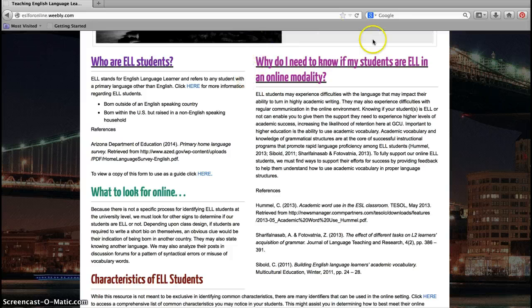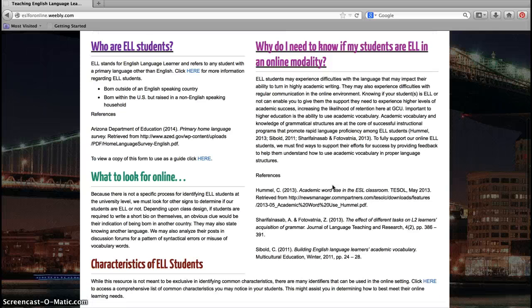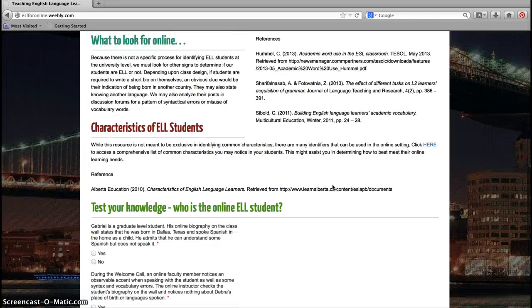Why do you need to know if your students are ELL in the online classroom? It's important because many students experience difficulties with their academic writing in the university setting when they have an English language learning background. It's important to identify them because they will need some additional support, some additional resources, and some extra guidance along the way. This will help with retention as well as language proficiency with our university level students.